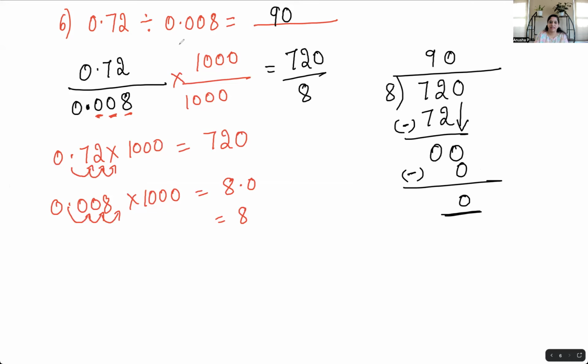This is called the divisor. This is the dividend. In the divisor, if you have a decimal number, we will check how many digits we have after the decimal point. In this case, we have 3 decimal places. So we are multiplying by 1000 on the top, 1000 on the bottom, and we got 720 and 8, and then we did the regular division.